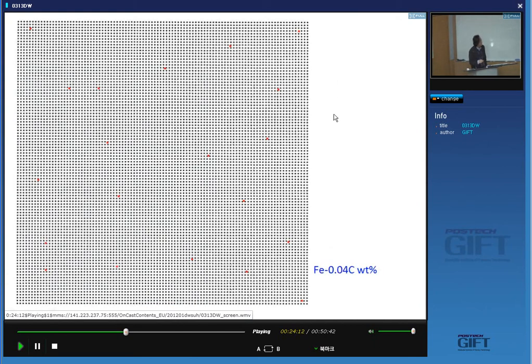This is a slide that simply shows how sparse the carbon atoms are in the iron lattice. Let's assume this black dot is a lattice point of iron, and this red dot is a carbon atom when the weight percent of carbon is 0.04. Considering that the solubility limit of BCC iron is 0.02, the distribution of carbon atoms inside the BCC lattice is much more sparse than this, which means that usually a carbon atom does not feel or know the existence of other carbon atoms inside the lattice.